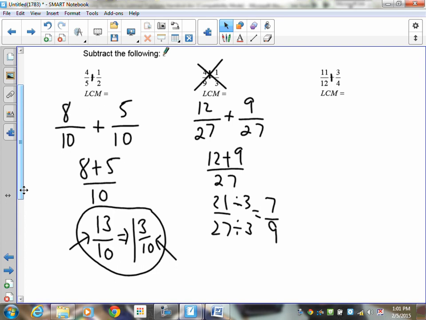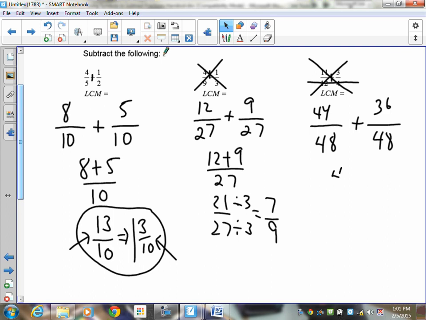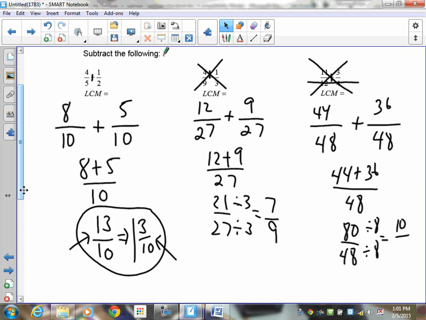Okay, lowest common denominator in this case is a 12, but I'm going to use cross multiplication. So I am going to use 48. Okay, 11 times 4 is 44. 3 times 12 is 36. So 44 plus 36, we keep the 48ths. 44 plus 36 is actually 80 over 48. And we can divide these both by 8s. 80 divided by 8 is 10. 48 divided by 8 is 6.